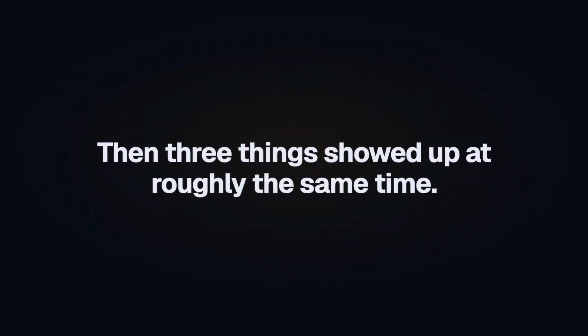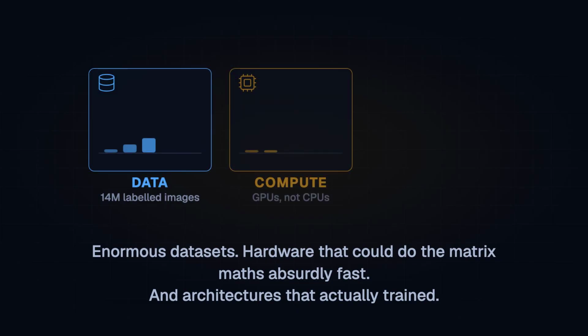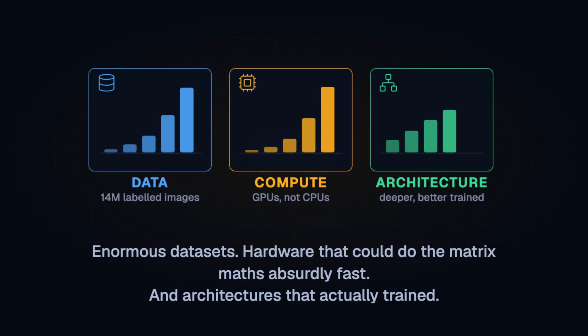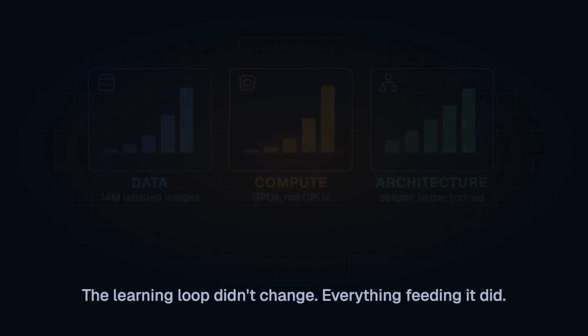Then 3 things showed up at roughly the same time. Enormous datasets, hardware that could do the matrix maths absurdly fast, and architectures that actually trained. The learning loop didn't change. Everything feeding it did.